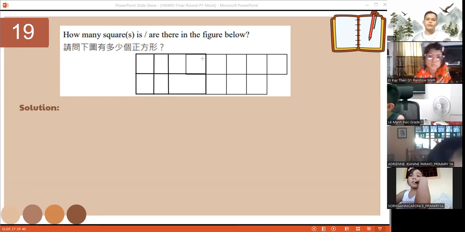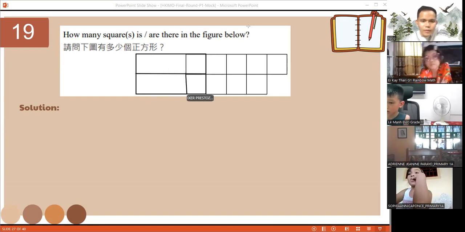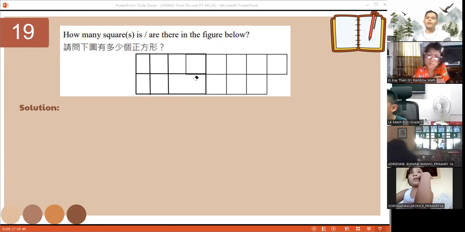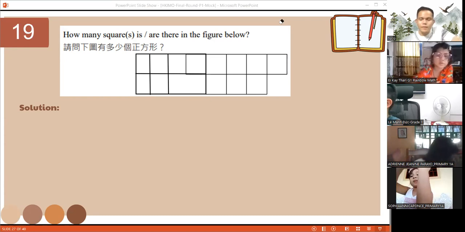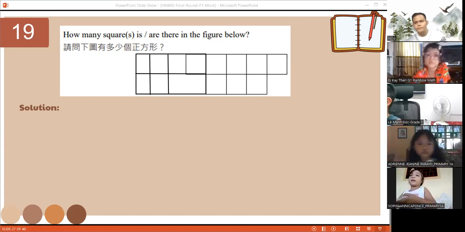Okay. But I think it's not drawn to scale, no? So just assume that it's a square. No, do not include that one. This one. Okay, this one. So how many squares are here? I'll give you 3 minutes. How many squares?